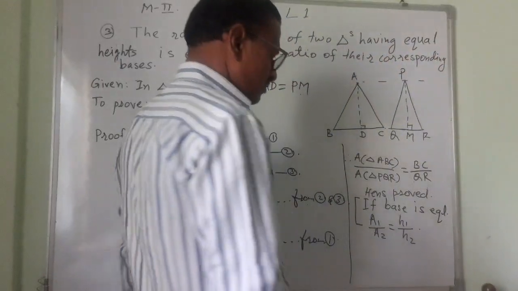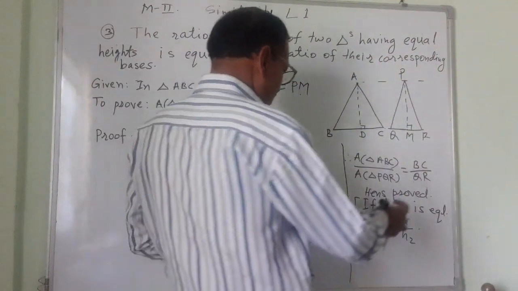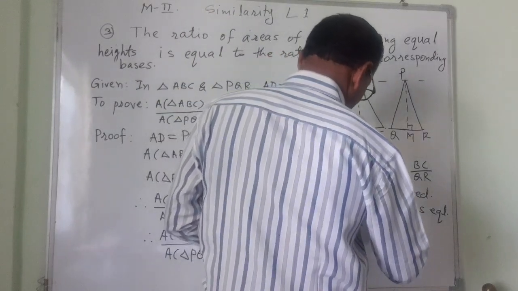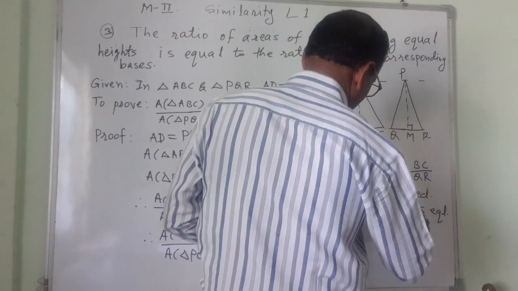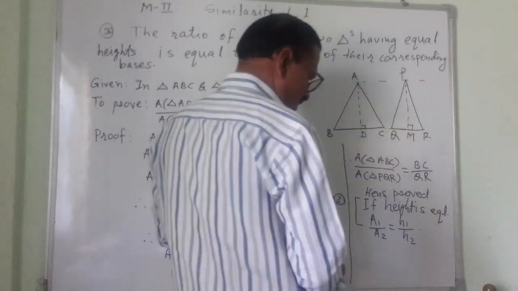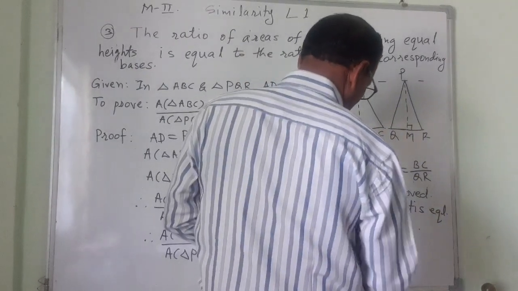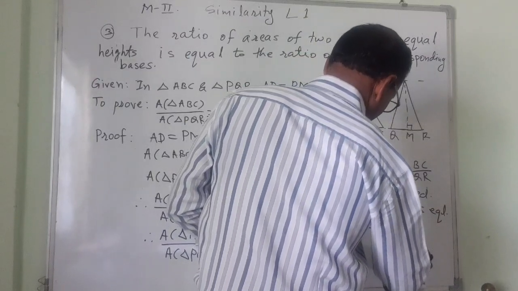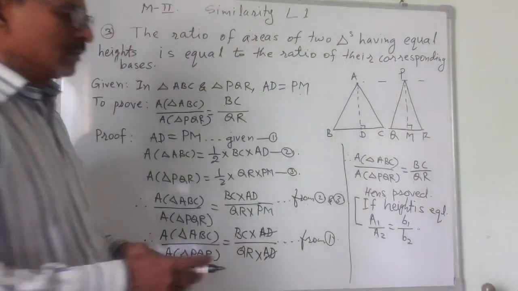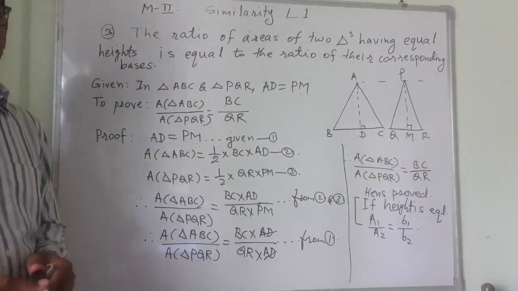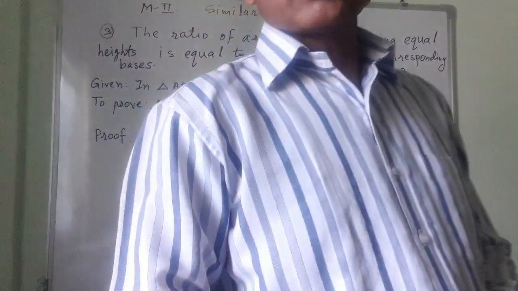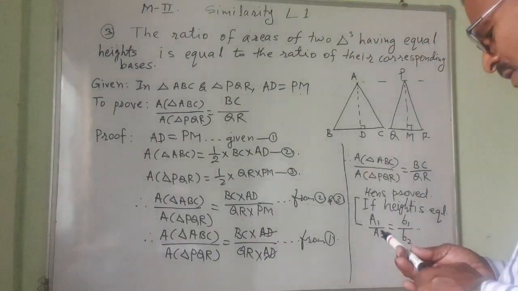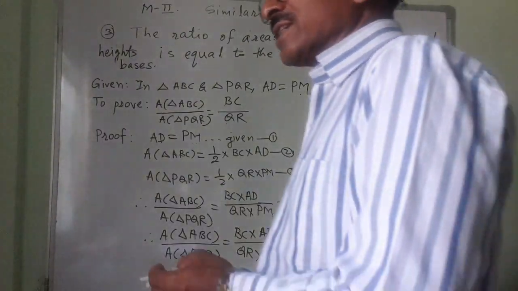Now here in short, instead of if base is equal, I will write if height is equal, then A1 upon A2 is equal to B1 upon B2. This way we can complete it. So you might have understood this. These are very, very important basic things of this lesson.